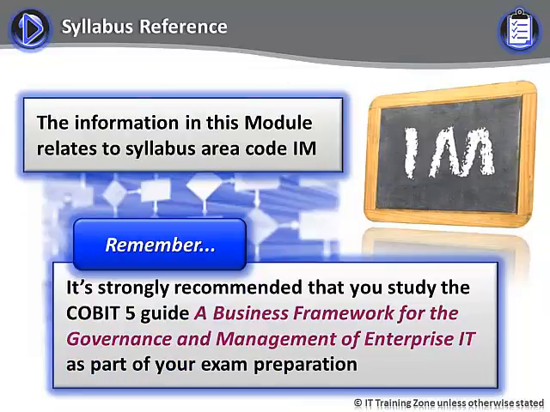The information in this module relates to the fourth part of the syllabus, Syllabus Area Code IM. Remember, it's strongly recommended that you carry out further reading in the COBIT 5 Guide, A Business Framework for the Governance and Management of Enterprise IT, as part of your exam preparation. You can use your syllabus document to identify areas in the guide for further reading as part of your self-study. The syllabus document is provided in your course download area.